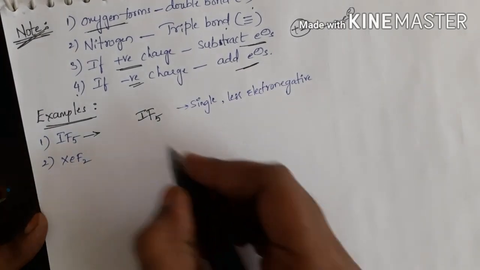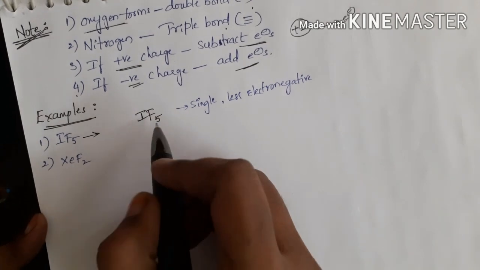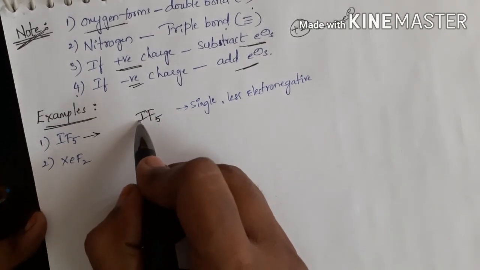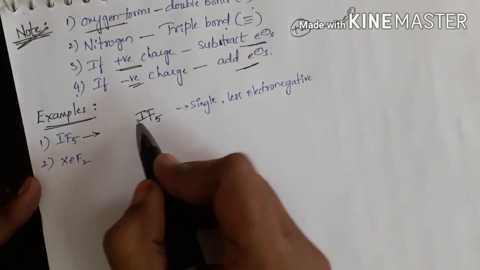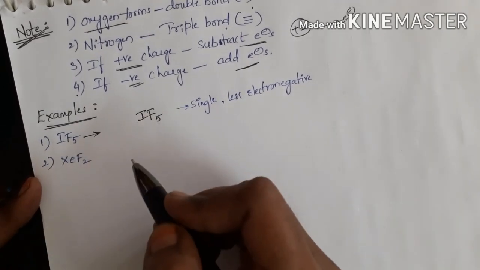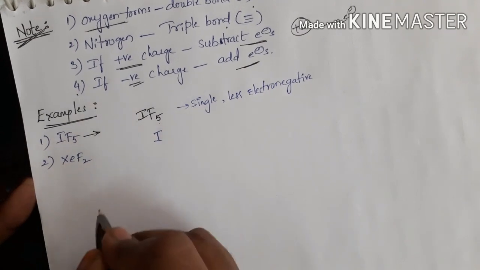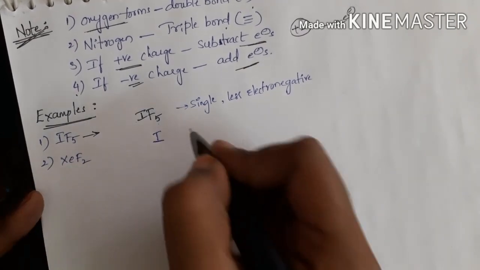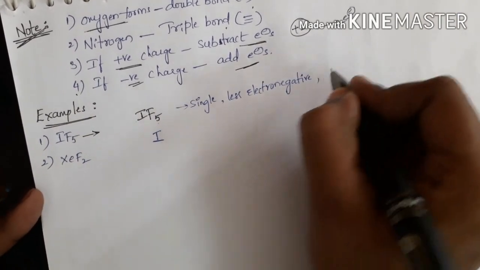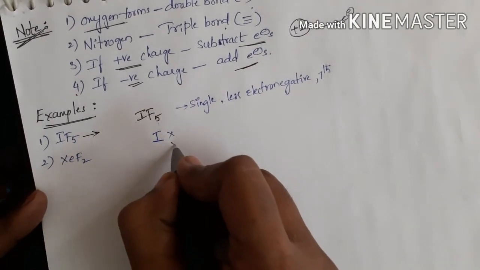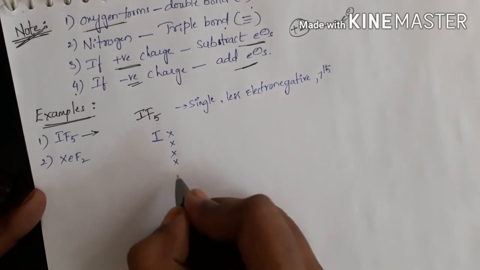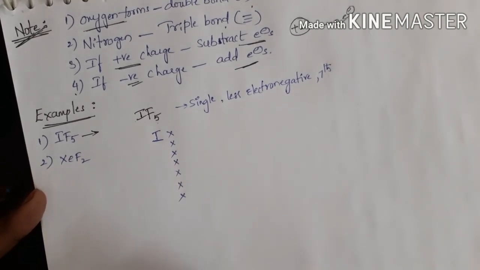Less electronegative. Here iodine and fluorine are present. Fluorines are 5 in number, iodine is 1 in number. So obviously iodine is the central atom, as it is less electronegative than fluorine. First take the iodine, the central atom. It belongs to which group? It belongs to the 7th group. So write down the 7 electrons like this: 3, 4, 5, 6, 7 electrons.